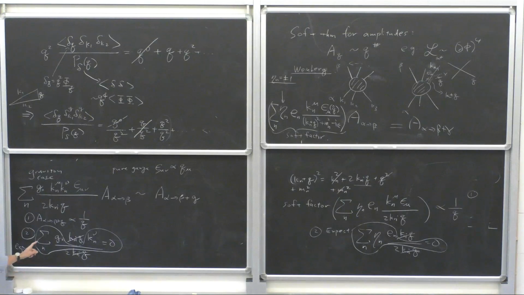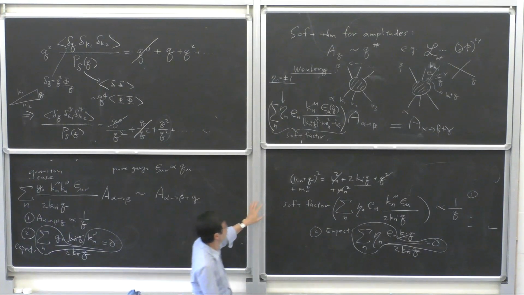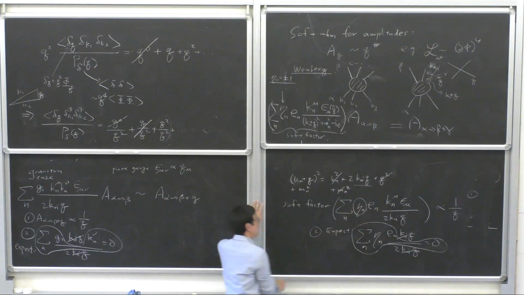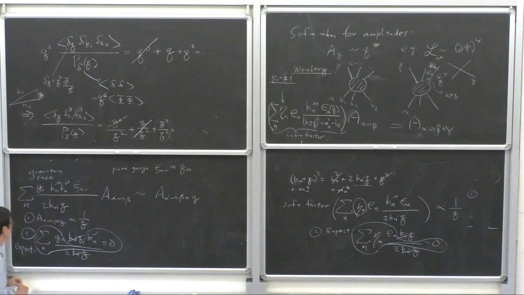So the sum over, sorry, I forgot the eta. The eta is important. So the eta can be plus or minus 1, depending on whether it's incoming or outgoing. So let me put eta n here. Let me put eta n here. Okay? Plus or minus 1, depending on incoming, outgoing.